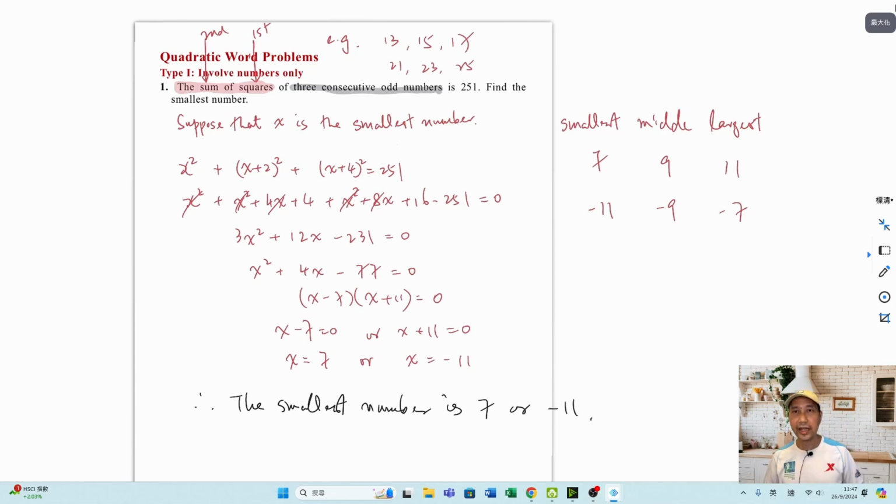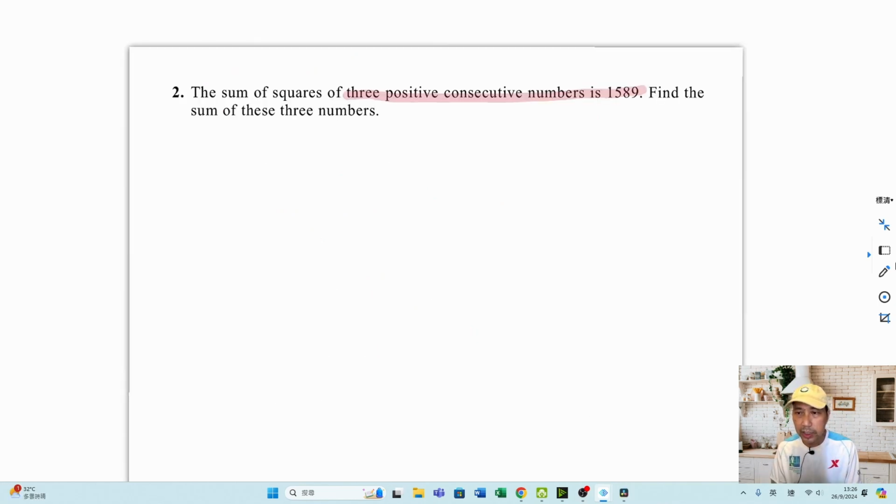Full stop. Okay, finish. Question 2 and question 1 are quite similar, but they are different in quite different aspects. Let's see the question first. The sum of squares of three positive consecutive numbers is 1589. So this time the three numbers we're going to find are positive and they are consecutive. This time not consecutive odd numbers, they are only consecutive.